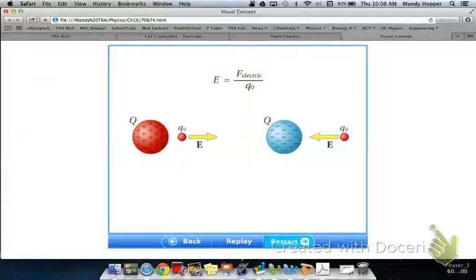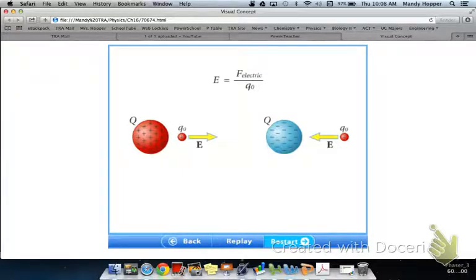Now we have another equation here. Your electric field strength, that's your capital E, due to a point charge. You've got Coulomb's constant again. What is the value for Coulomb's constant? 8.99 times 10 to the 9th.